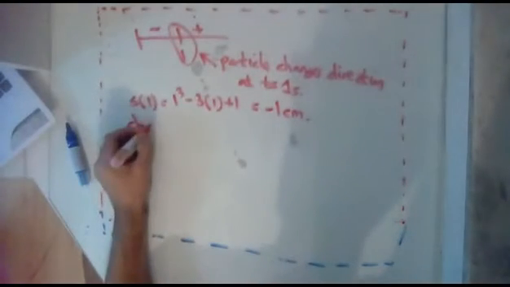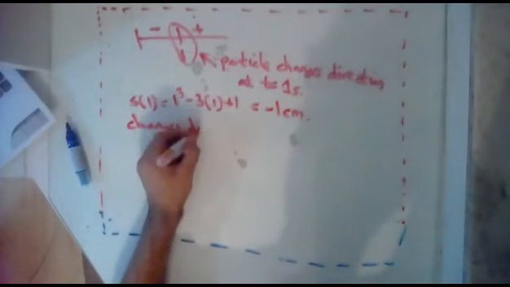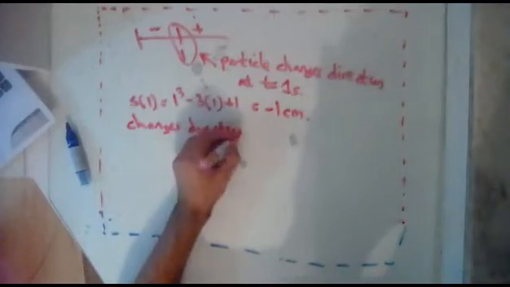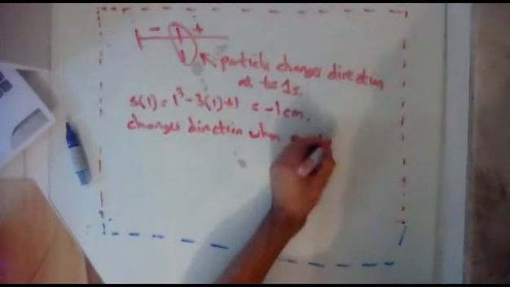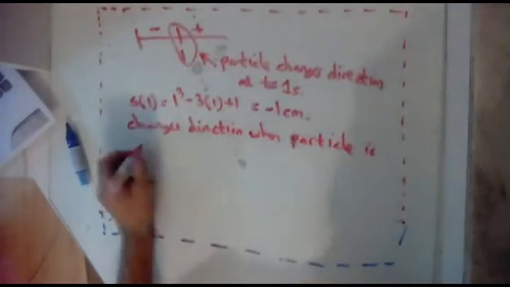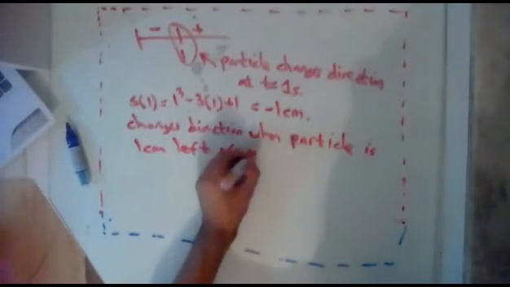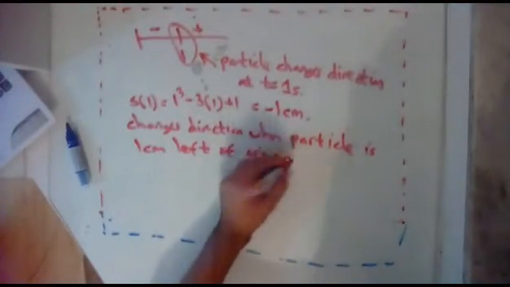Okay, so it changes direction when the particle is 1 cm left of the origin. Okay, we're getting there very slowly.